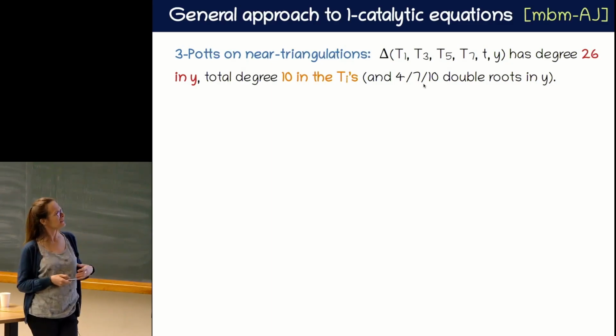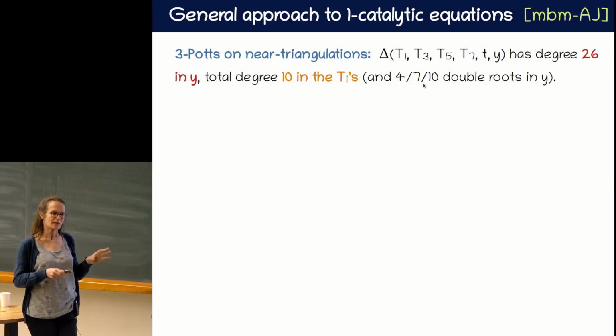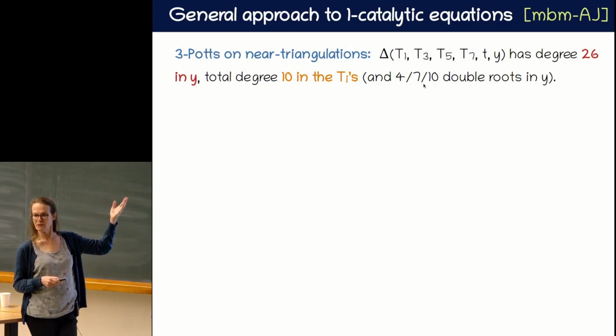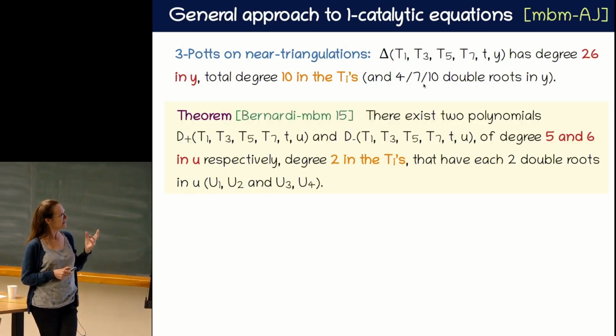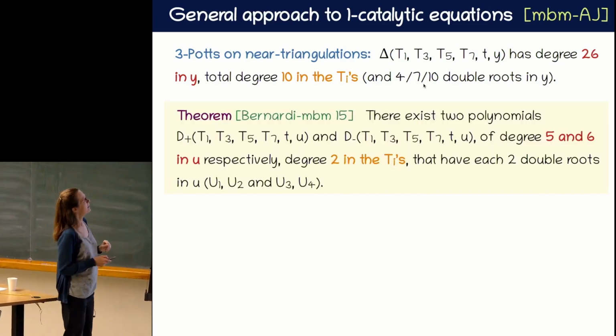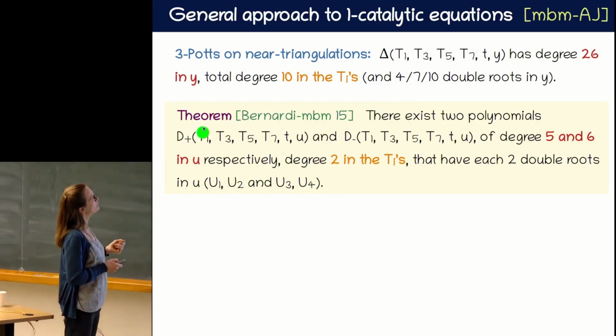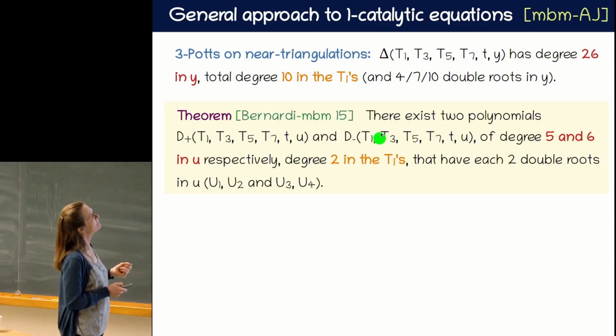But we were playing with that on and on with Adrien, and suddenly I remembered something that we have in our second paper with Olivier Bernardi on maps, which is a statement of this type, but with smaller objects. And so here it is. So in that paper, we proved that we have not one, but two polynomials, say d plus and d minus, which we evaluate at these unknown series, and that depend on some variable that is now u rather than y.